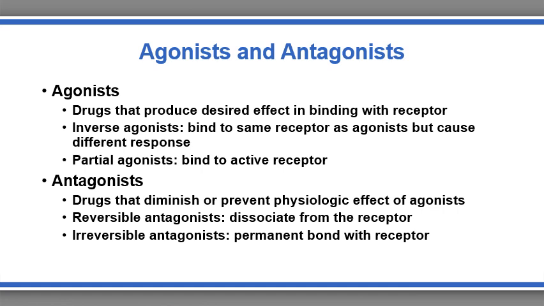Sometimes antagonists can also reverse or block the effect of endogenously produced compounds. So endogenously just means produced by the body. So that's another way that antagonists will work in the body.